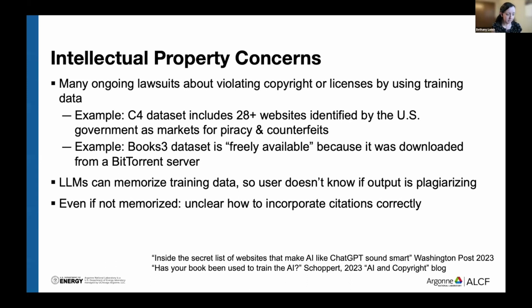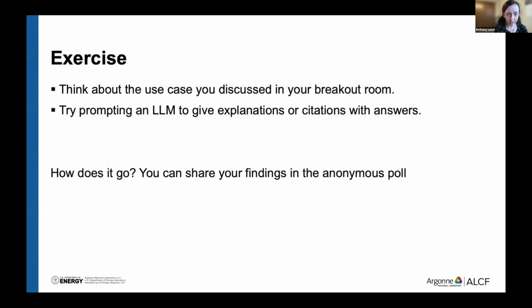But also, especially in a research context, let's say the output is some ideas. Maybe the LLM didn't literally copy a sentence from another paper, but it just repeats an idea from a paper. There's no clear way to cite where those ideas came from because LLMs currently can't incorporate citations correctly. They tend to just make them up. So another exercise you could do later is try prompting an LLM to give explanations or citations with its answers.